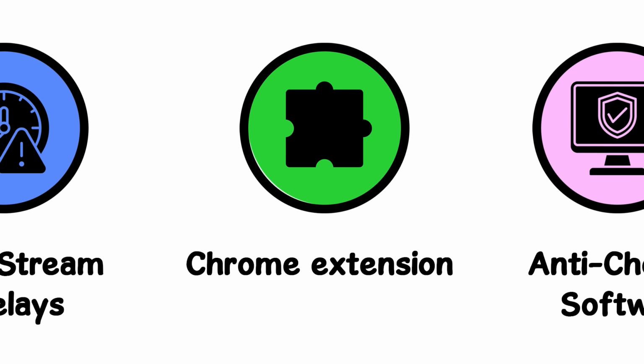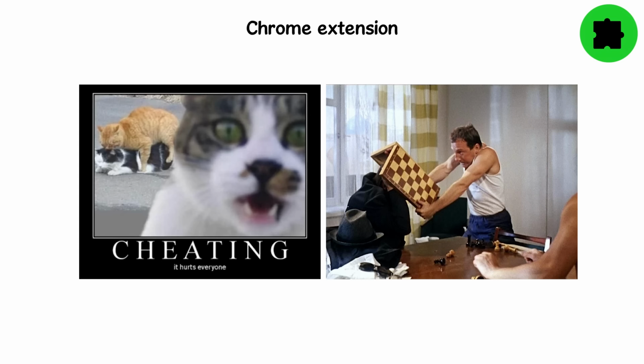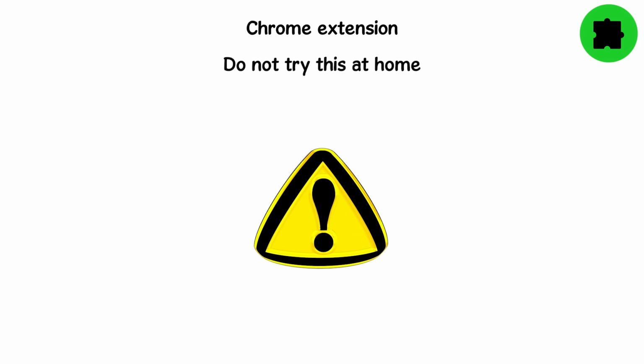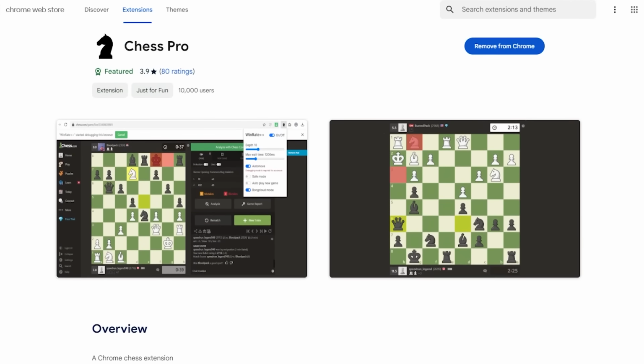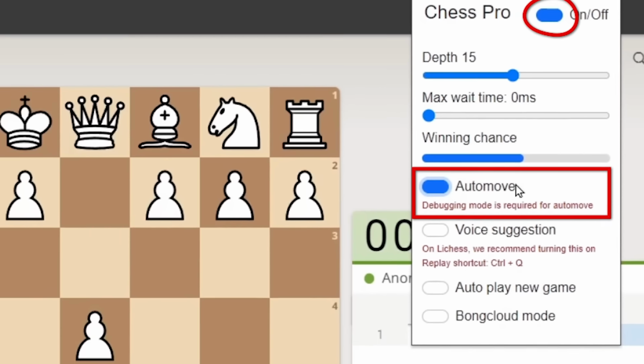Chrome extension. There are savages out there who build Chrome extensions that can help people cheat in chess. Do not try this at home, as this is bad. But cheaters can install extensions like this one. The extension would move the pieces automatically and beat everybody.